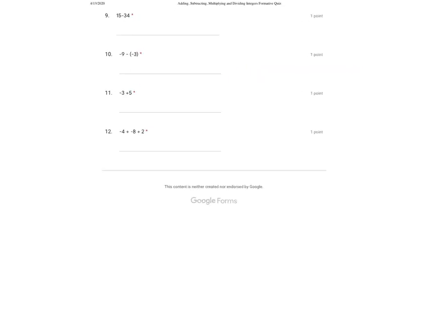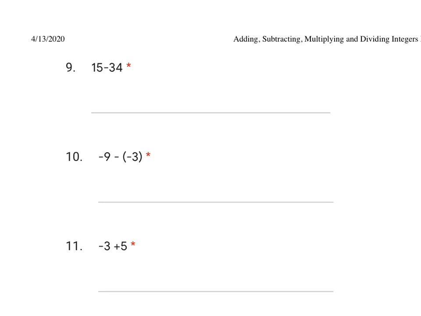So I have 9, which was 15 minus 34. Well, think about it. I'm at 15 and I'm subtracting 34. I don't have enough, so my answer is going to be a negative. Now, since I have some positives and negatives, I'm just going to subtract. What's 34 minus 15? It's 19, so my answer is going to be negative 19.